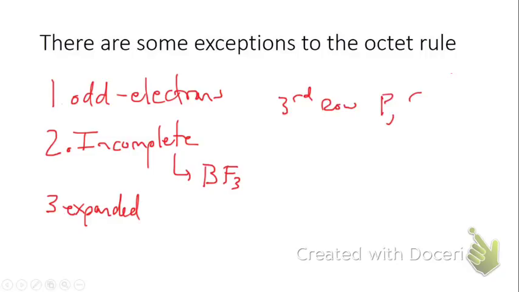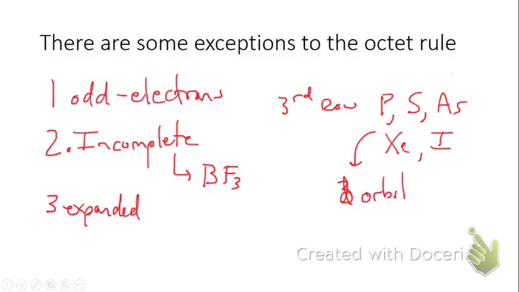Things like phosphorus, sulfur. Arsenic is a little bit lower, but arsenic can still be in there. Xenon, iodine, right? And so the question is, why? Why can these have an expanded octet? And the reason is because they have a d orbital. So right now, phosphorus does not fill its d orbital. However, it is available just in case they want to put something in there.